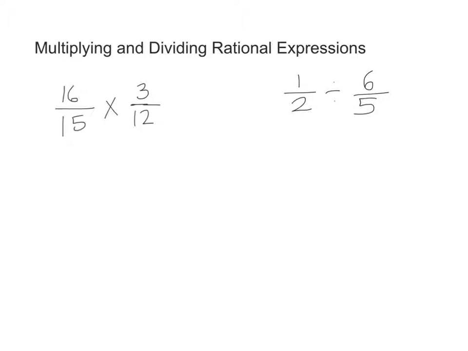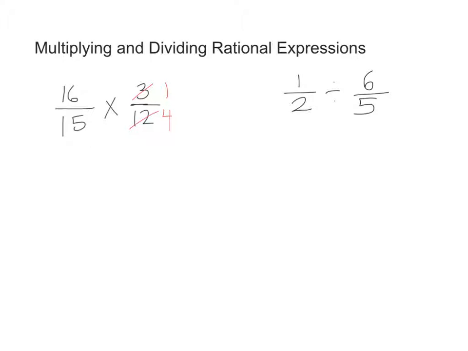Otherwise, it just gets crazy complicated. So we need to do the simplifying first. So for this, I can look at the 16 and the 15. Do they have a common factor? No? 3 and 12? Yeah, what's their common factor? 3. So if I divide 3 by 3, I get 1. And if I divide 12 by 3, I get 4. So now I have this 1 over 4.